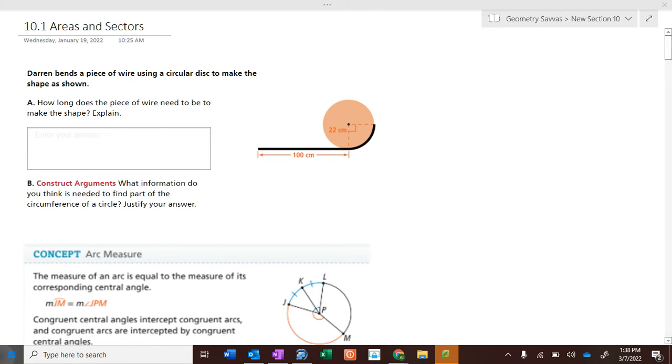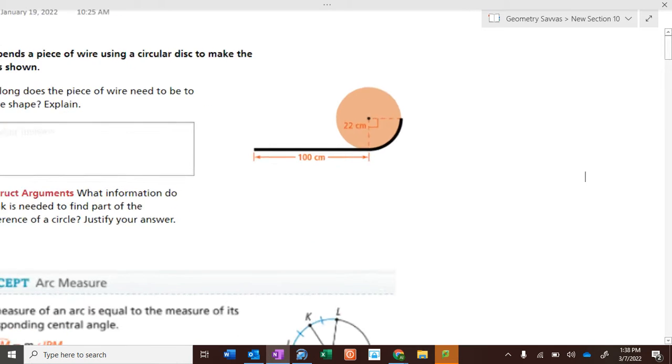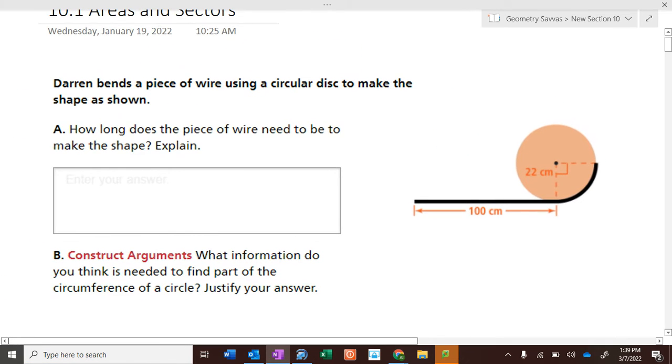All right. So looking at this, Darren bends a piece of wire around us using a circular disc to make the shape shown. How long does the wire need to be to make the shape? So how long is the distance from here to here? That's what we're wondering. Well, in a circle, do we know the distance all the way around the outside of the circle? What's that called?